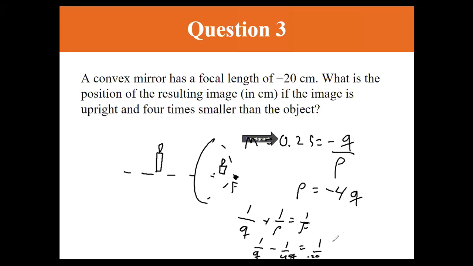If you do some algebra, you end up getting that q is equal to 3 divided by 4 times negative 20 centimeters, which gives you negative 15 centimeters. So the image is a distance of 15 centimeters from the mirror. In the case of a convex mirror, the image is always within the space between the mirror and the focal point, no matter where the object is.